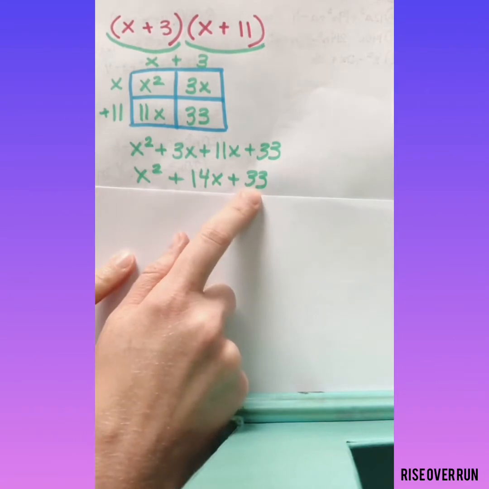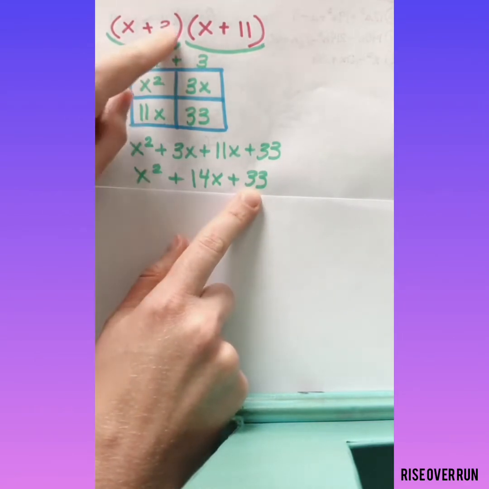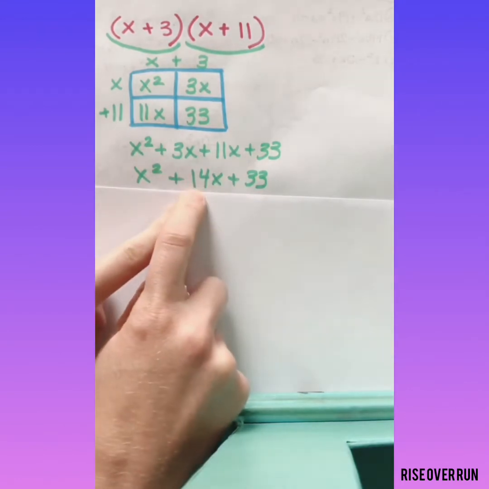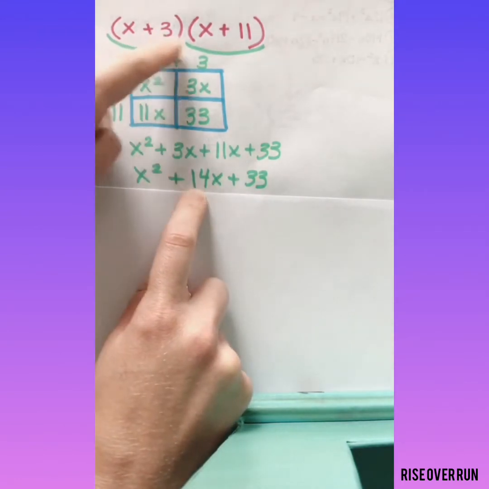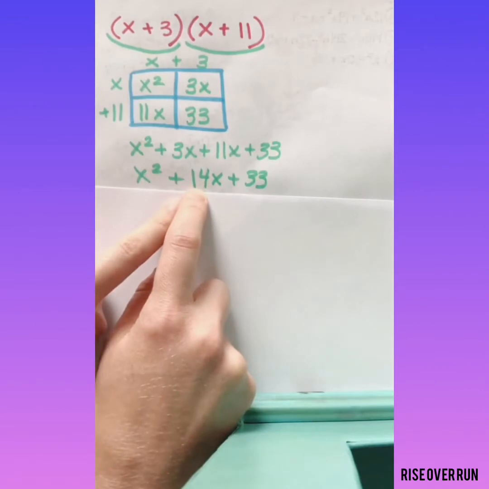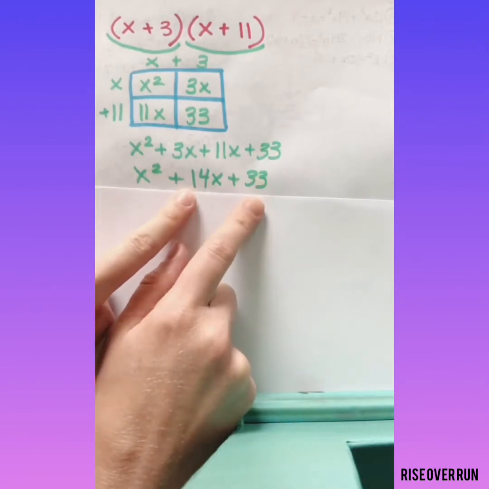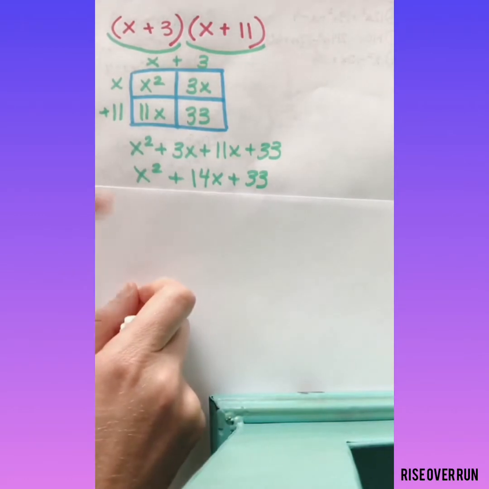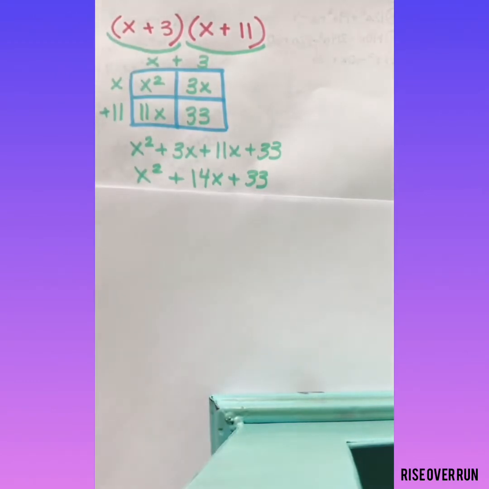This last number, the constant, is just these two constants multiplied together. The middle term is those two constants added together. That relationship is going to help us to go backwards and factor. We're going to be given a polynomial like this, and we have to figure out what were the two factors.